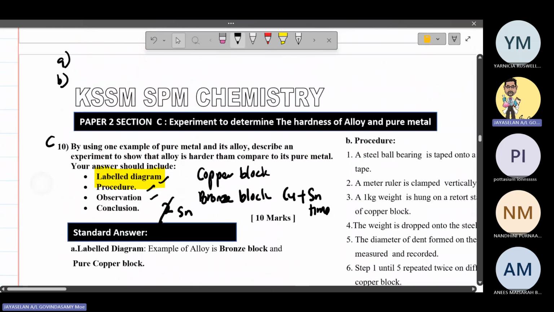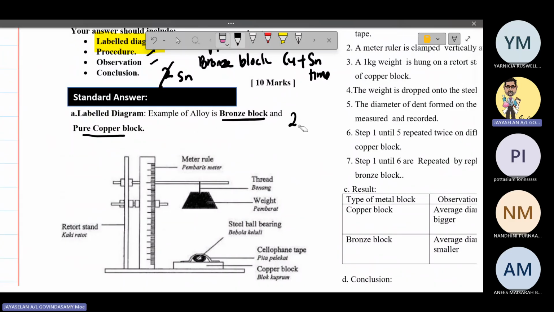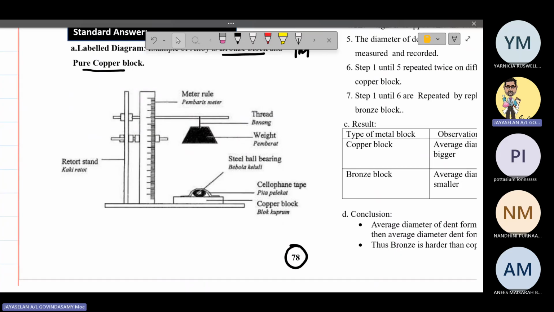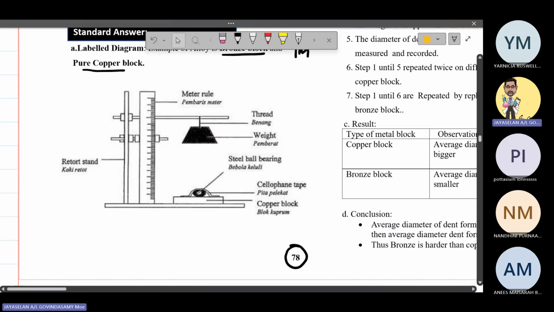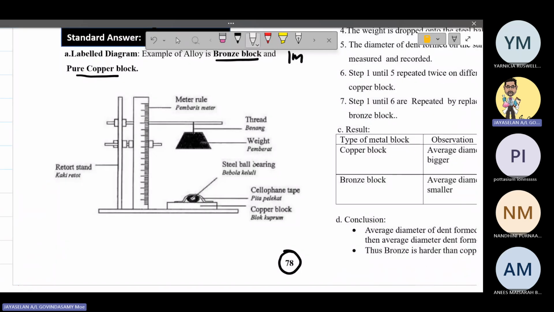So they want the example, right? So you put your alloy, bronze block, and pure copper block. You already score 1 mark for this. Then memorize the drawing. You do not need to draw exactly like this. All this is not necessary. You just put the meter ruler. Later we will learn to draw, and you all try to draw. This one must be memorized. I will not repeat this later.